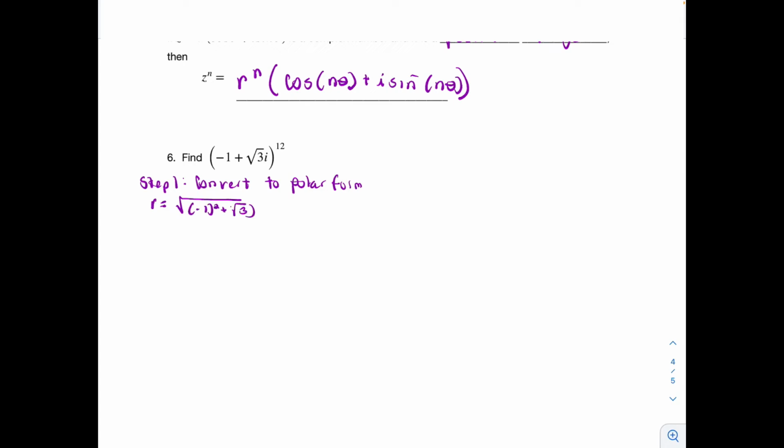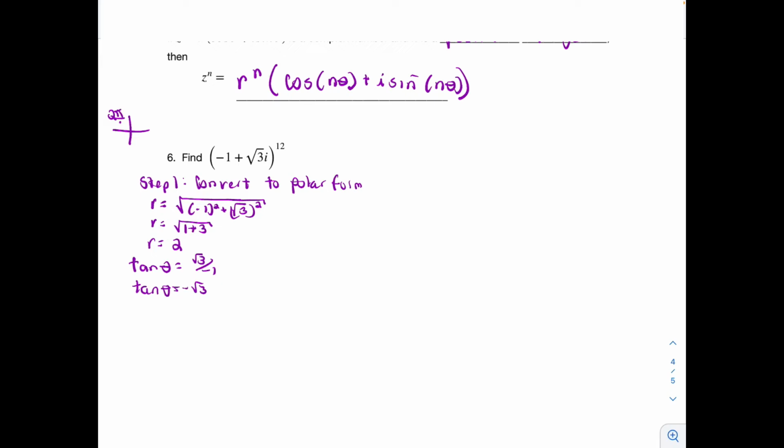Remember, in order to convert to polar form, we first have to find our modulus and our argument. So we'll find our modulus. That's the square root of a squared plus b squared. In this case, that's going to be 2. Then we're going to find our argument. So we're going to quickly plot this and figure out which quadrant we are in. And we know that tangent of theta needs to be equal to square root of 3 over negative 1, or tangent of theta needs to be equal to negative square root of 3. We are in quadrant 2.